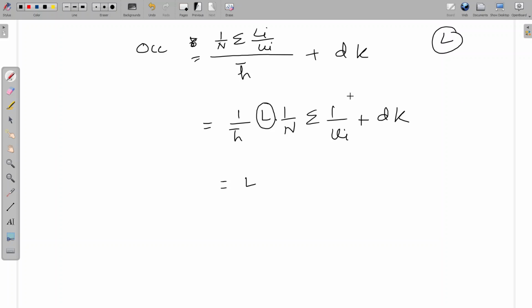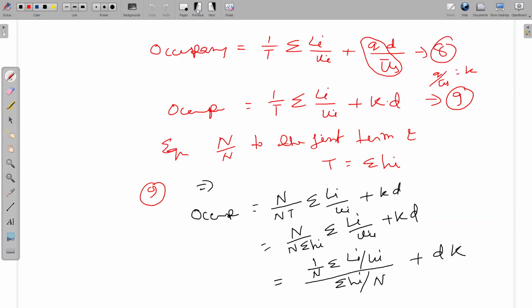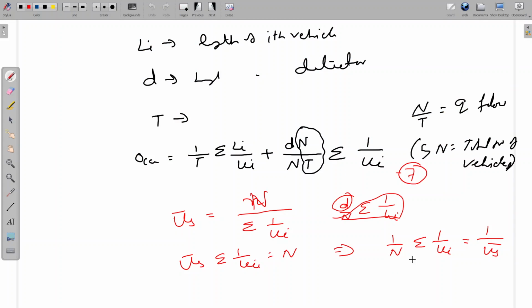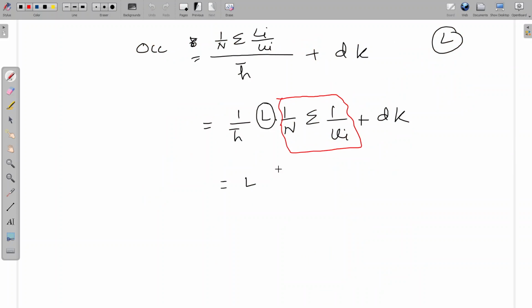Then this part. This part. This part is what we have written as 1 upon n into the summation of 1 upon time headway. Okay, so what is that? If you go back here, we have just derived that this value is nothing but equal to 1 upon average space. So you replace here L into 1 upon average space.